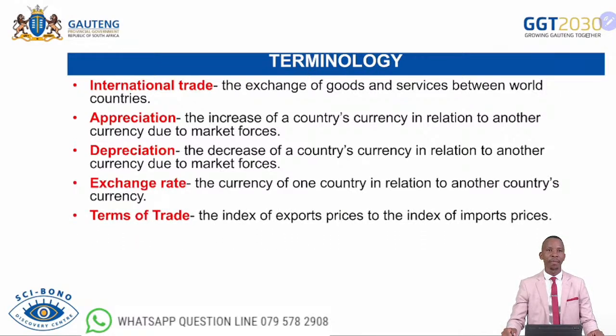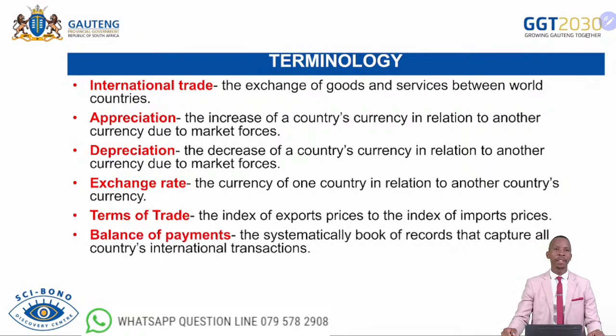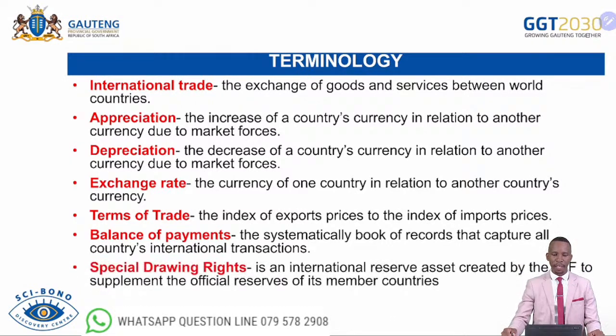Terms of trade. Terms of trade refer to the index of export prices to the index of import prices, or you can say the ratio of export prices to the ratio of import prices. The balance of payment. This is known as a systematic book of records that keep all international transactions of the country. Special drawing rights. This is an international reserve asset created by the International Monetary Fund to supplement the official reserve of its member countries.